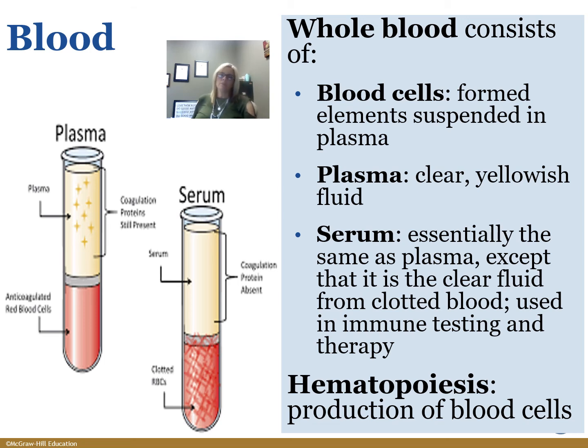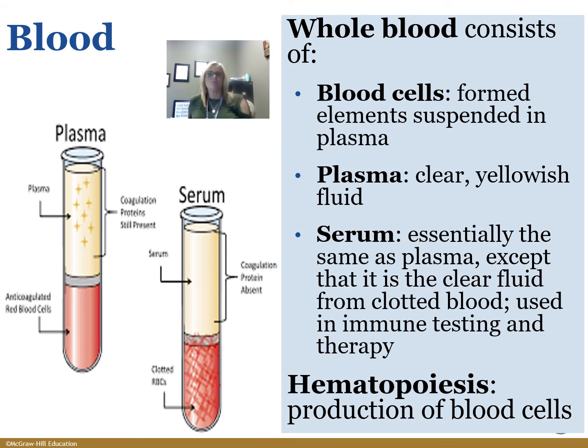Right, so whole blood is going to be composed of blood cells, which is the solid elements, suspended in the plasma, which is a clear yellowish fluid. Plasma is the liquid portion which suspends the blood cells. It is mostly water. It contains proteins like albumin, globulins, fibrinogen. Serum is basically the same as plasma, except it is the clear fluid that you can get without blood clotting factors. Okay, this is used in immune testing and therapy.